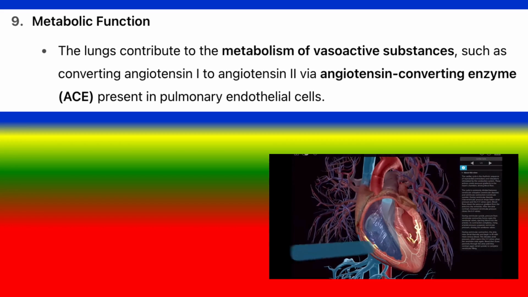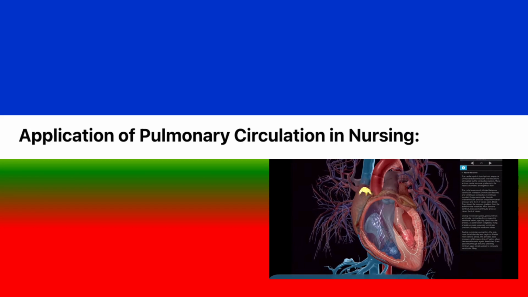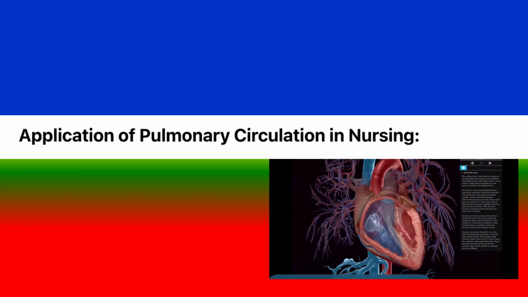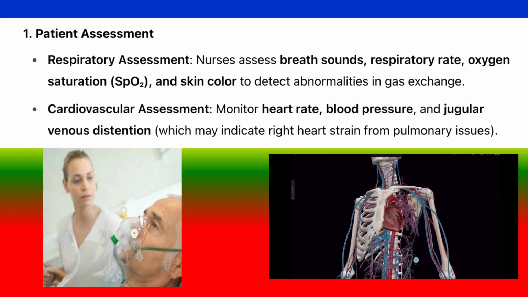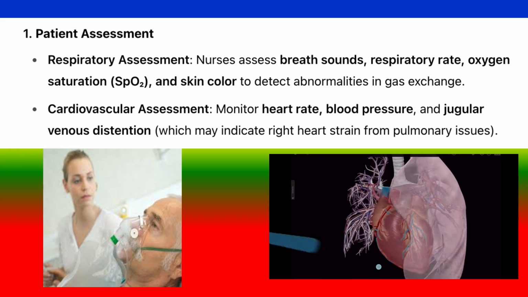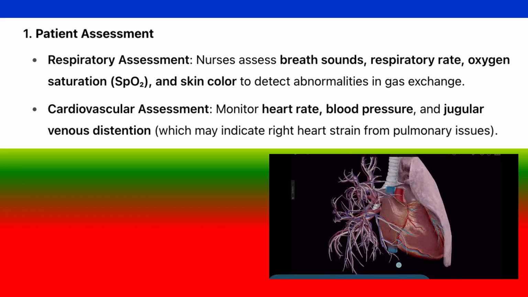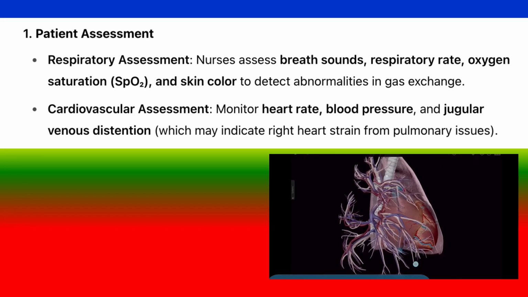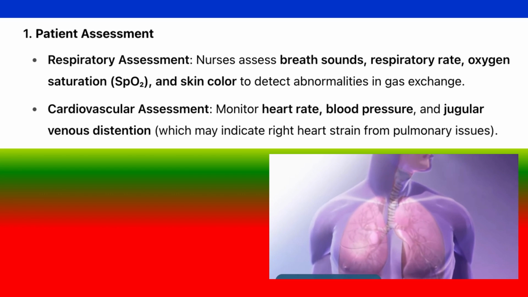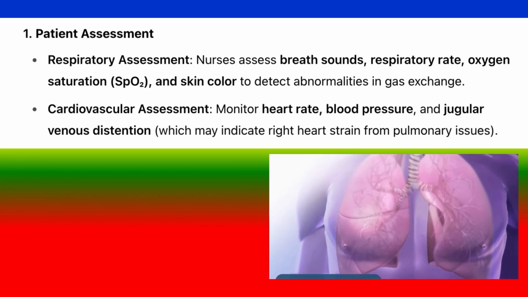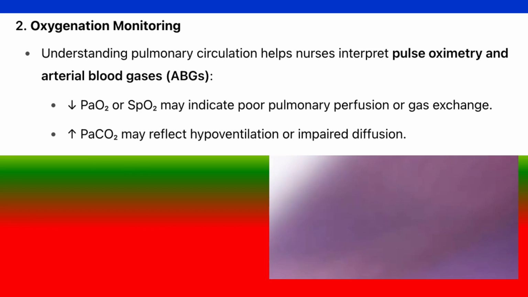Application of pulmonary circulation in nursing. 1. Patient assessment. Respiratory assessment. Nurses assess breath sounds, respiratory rate, oxygen saturation, SpO2, and skin color, to detect abnormalities in gas exchange. Cardiovascular assessment. Monitor heart rate, blood pressure, and jugular venous distension, which may indicate right heart strain from pulmonary issues.